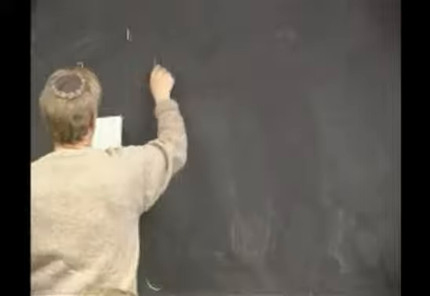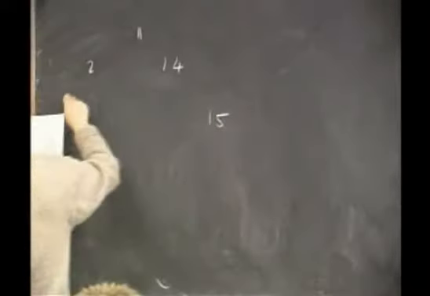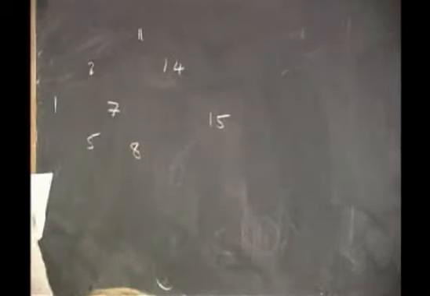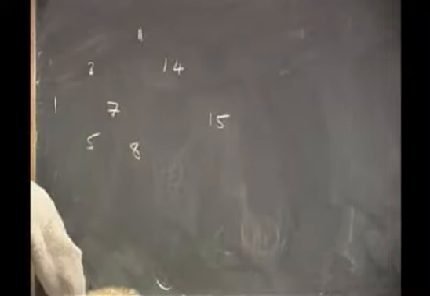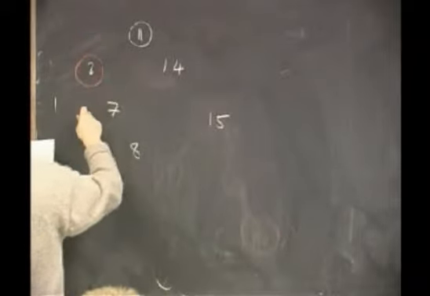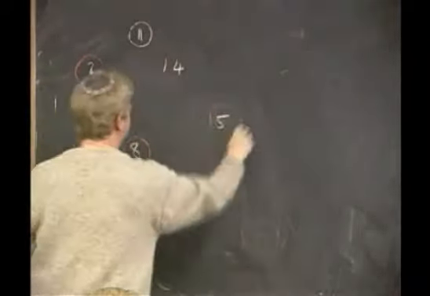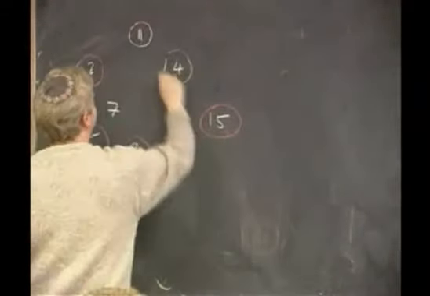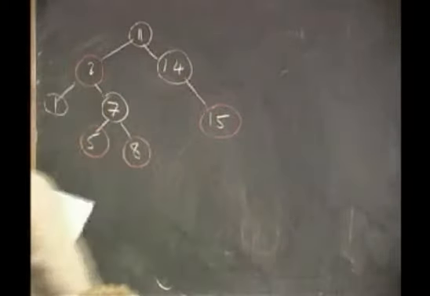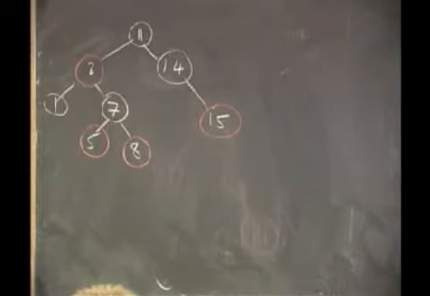11, 2, 14, 15, 1, 7, 5, 8. Black, red, red, red, red. All right, there's a red-black binary search tree. Let's check it to make sure I didn't goof. Looks okay, right? All the criteria are satisfied.